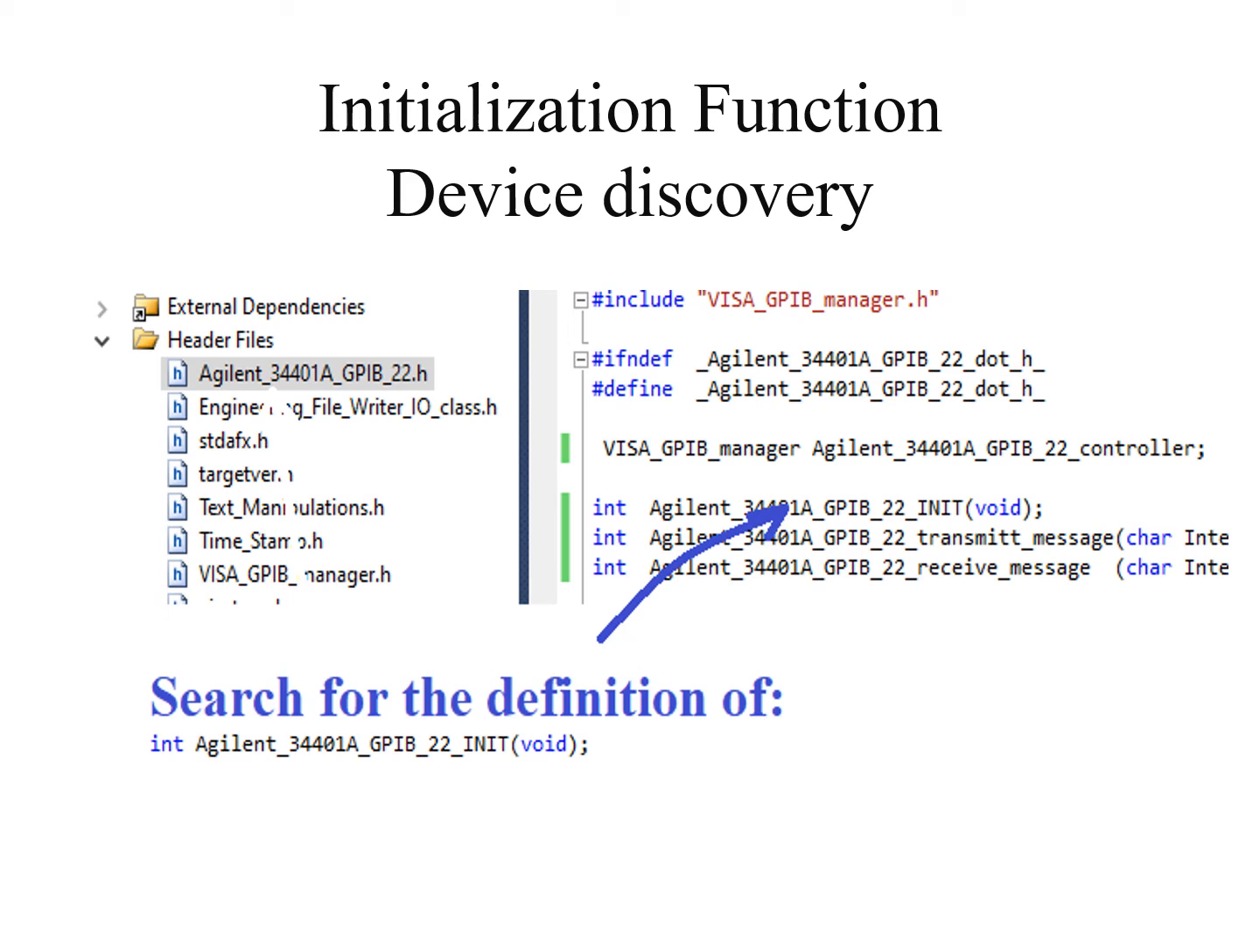Right now, I want you to look at the Agilent, I call it the device discovery. What you see in the arrow here is that Agilent 34401 GPIB INIT. This is the initialization. This was covered in part by the first tutorial, part 1. But I want you to click on that and just go find the definition of it. It's actually just at the bottom of this text file. If you don't know how to search for it, just scroll down.